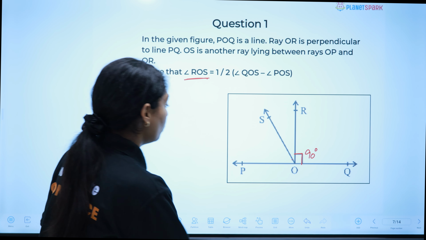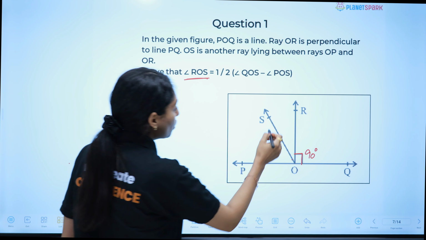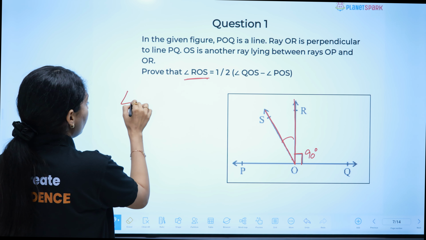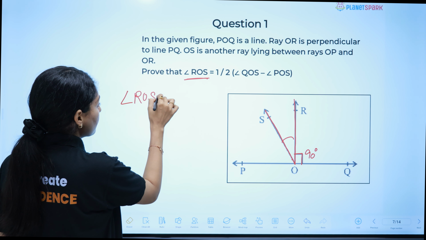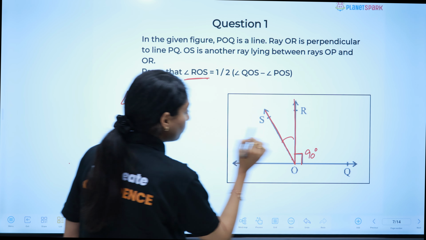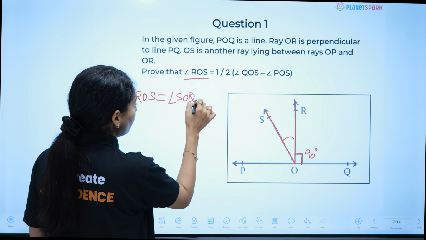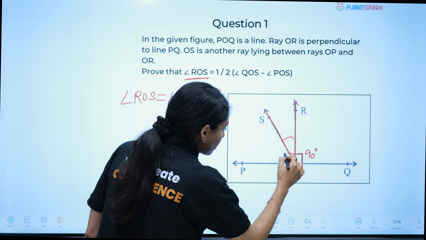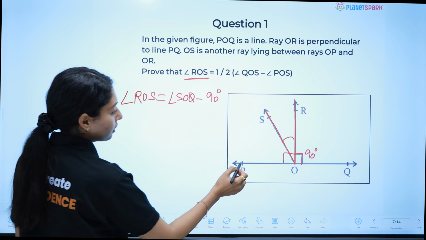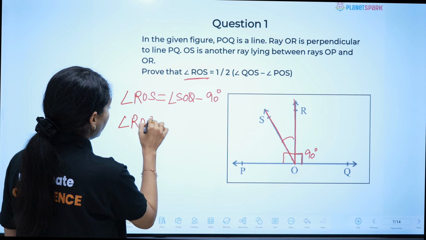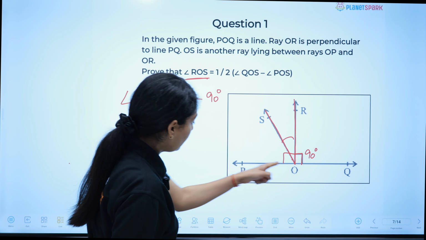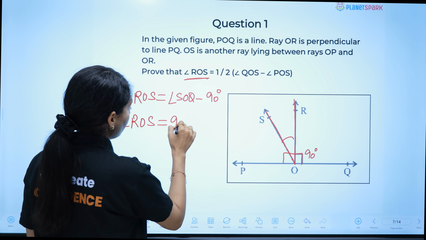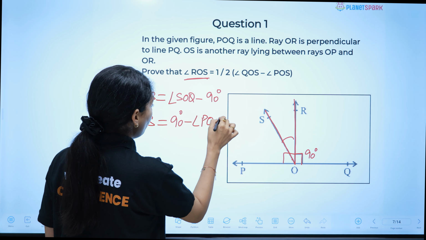From the figure, let's see what all we know, what all we can write here. So basically we have to get this angle ROS. Okay. So I can say angle ROS. I can write as angle SOQ, right? Minus this angle, that is 90 degree, right? If I come here, then this measure is 90 degree, right? So I can say here again angle ROS. I can write as this 90 degree angle minus this angle. Right everybody? Let's do that. So 90 degree angle minus angle POS.